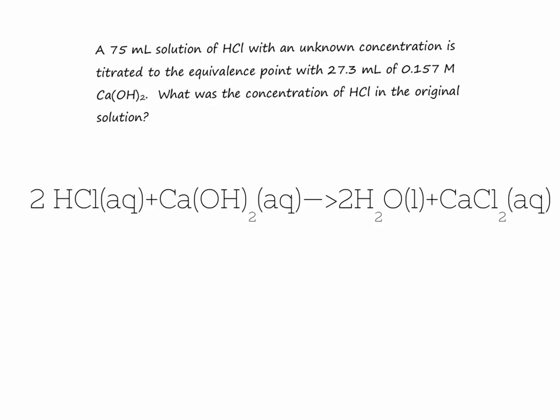A description of the question. The problem says we are going to take a solution of hydrochloric acid with an unknown concentration and add it to a 27.3 milliliter solution of calcium hydroxide with a concentration of 0.157. The unknown concentration of the acid, HCl, is to neutralize the base calcium hydroxide. We're going to use this information to find the unknown concentration of hydrochloric acid in the original solution. We have to begin by writing a balanced chemical equation.